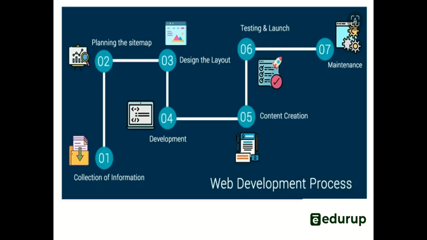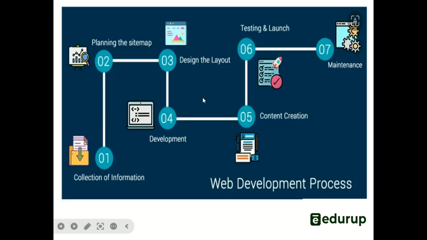Second thing is planning the sitemap. Third one, design the layout properly. Home page should come here, about page should come here. Everything should be designed in the layout. You make the layout first. Then going to the development. Write the code, whatever you wanted to. You decided the layout first, then write the code through HTML, CSS and JavaScript.